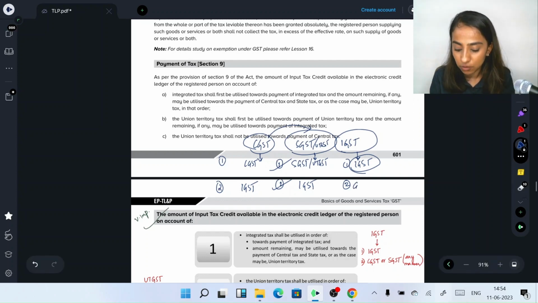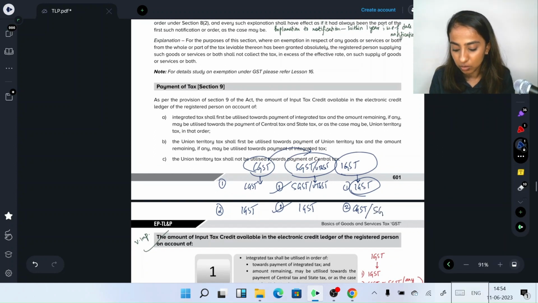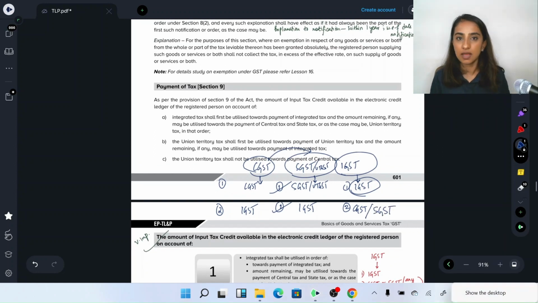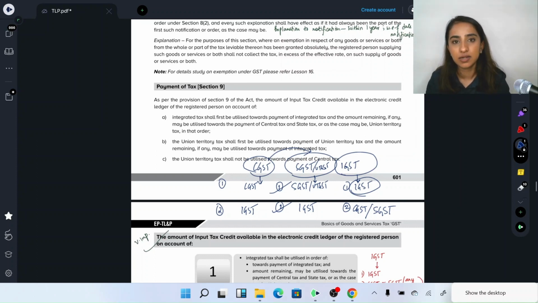Then you can utilize it for CGST or SGST in any manner, no preference. But CGST and SGST can't be utilized for each other. This is very, very important. They'll give you a question saying there's so much credit in SGST, so much credit in IGST, what is the balance left after utilization? So you can't utilize one for another.